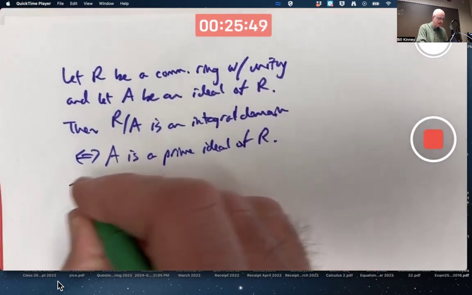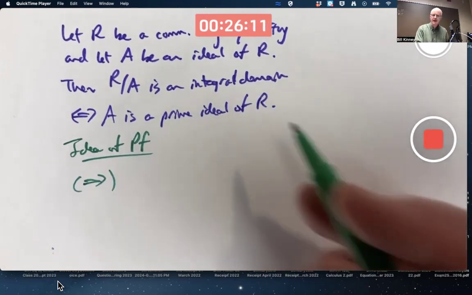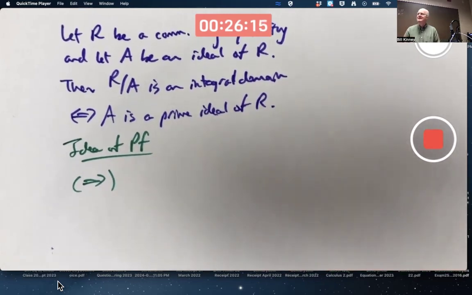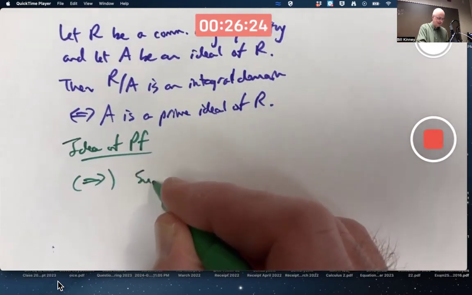Let's think about the idea of the proof. First, let's think about this direction. Assume this factor ring is an integral domain. It's got no zero divisors. Show that A is a prime ideal. I guess we'd have to use the definition of a prime ideal somehow. How do you start that?